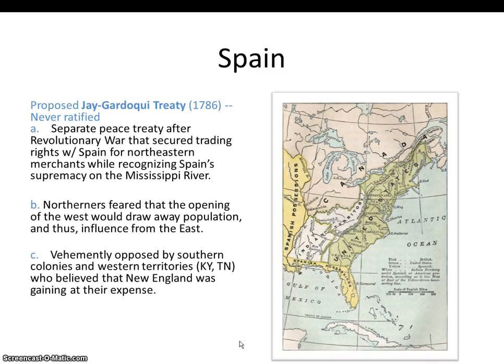The Spanish also proposed the Gardoqui Treaty of 1786. It was never ratified. It was a separate treaty that secured trading rights with Spain while recognizing Spain's supremacy on the Mississippi. Northerners feared that opening the West would draw population and influence away from the eastern seaboard, and they opposed the southern colonies and western territories, who believed that New England was gaining supremacy over the United States and politically dominating. So this was turned down by those folks in those southern areas.